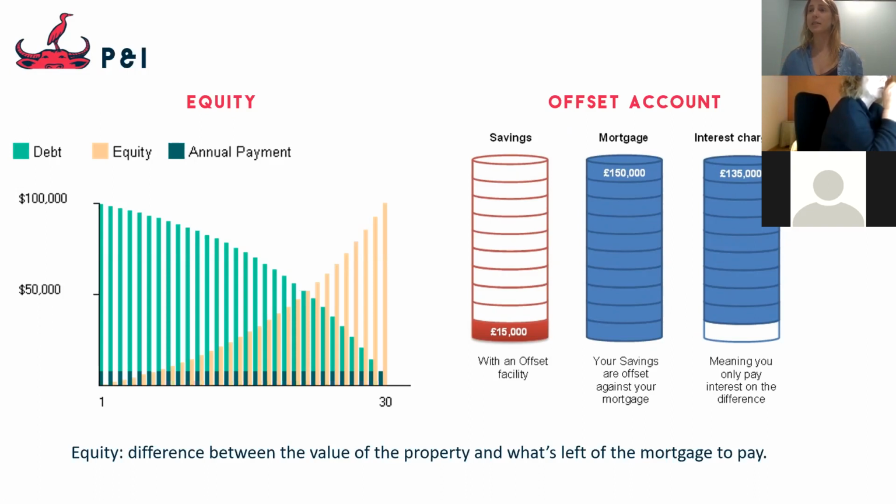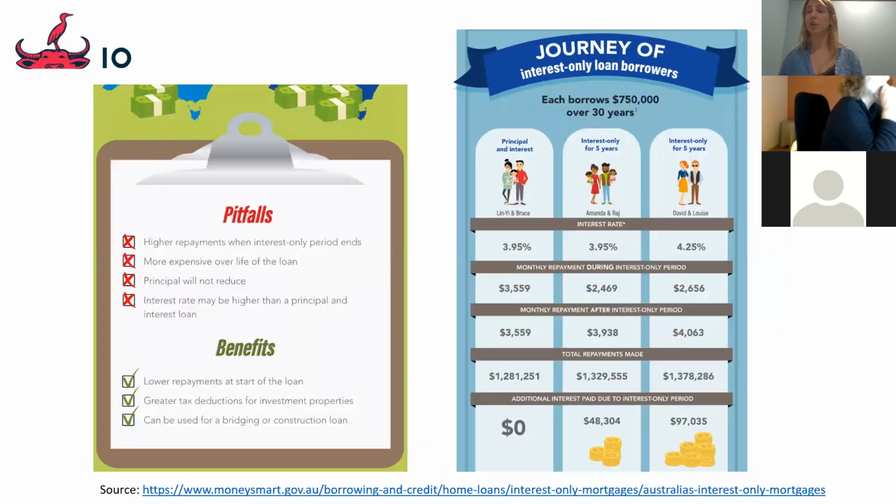Any questions? No, cool. So I'm going to now jump into interest only and talk about 3 examples. These pictures come from the Australian government's page. They try to explain the difference between an interest-only and a principal and interest loan. So I'm going to start with the right-hand side, which is the journey of interest-only loan borrowers versus a principal and interest. You'll have 3 couples in this example, okay?